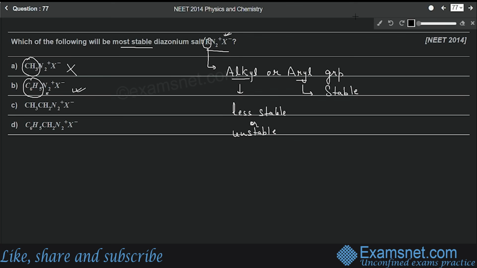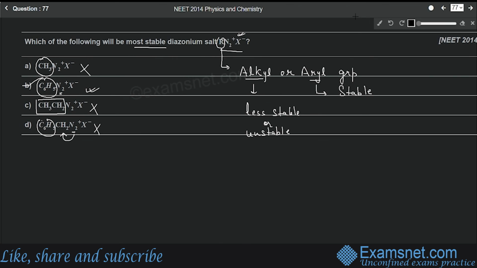Okay, in the third one again we have an aliphatic group, an ethyl group, so this is unstable. In the last one we have an aryl group here, but the nitrogen is directly attached to an alkyl group. Okay, so this is also unstable. So the most stable diazonium salt will be the second one, so option B is the correct answer.